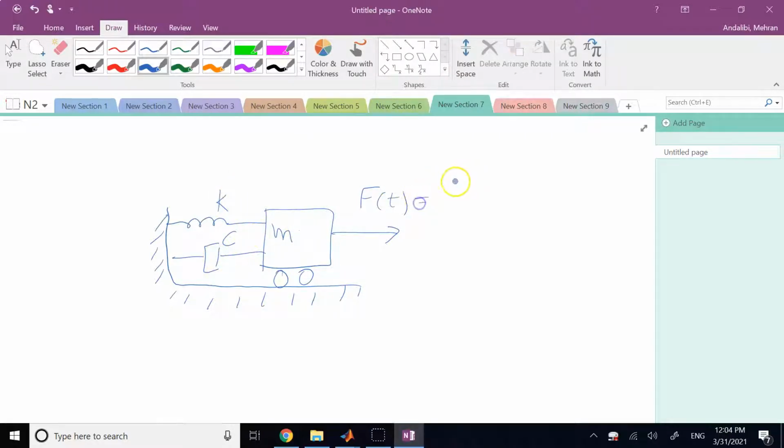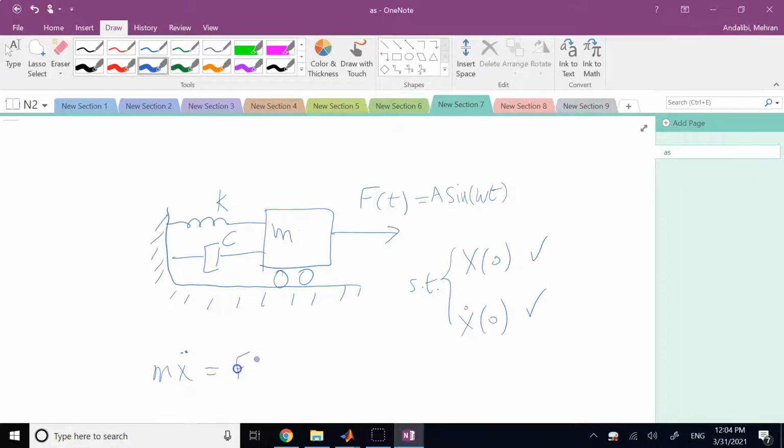and this F of t, let's say, is a sine function. And you also have two initial conditions. You have x at 0 that you know, and you have what? Initial velocity at 0, correct? So you know the governing equation for this, it is going to be m x double dot is equal to F of t minus kx minus c x dot.